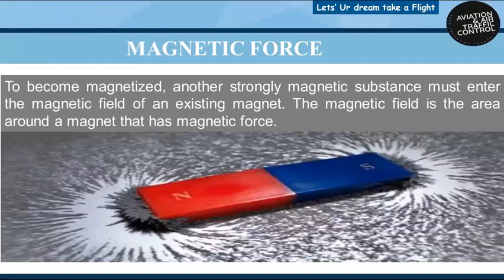To become magnetized, the magnetic substance must be kept inside the magnetic field of the existing magnet. The magnetic field is the area around a magnet that has magnetic force. Magnetic force is represented by the imaginary lines surrounding any magnet.